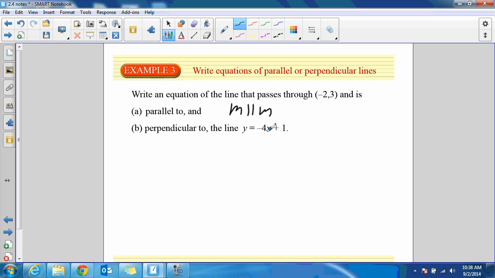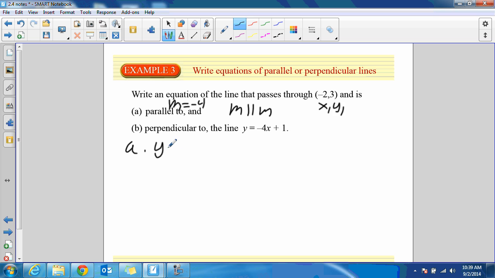Okay, so if it has a slope of -4, that means that this has a slope of -4. So we know that if it's parallel, it has to have the same slope of -4 because it has to be the same as that line. So if we do the parallel one, let's do A first. And I'll do this one using point-slope form. So this would be x1, this would be y1.